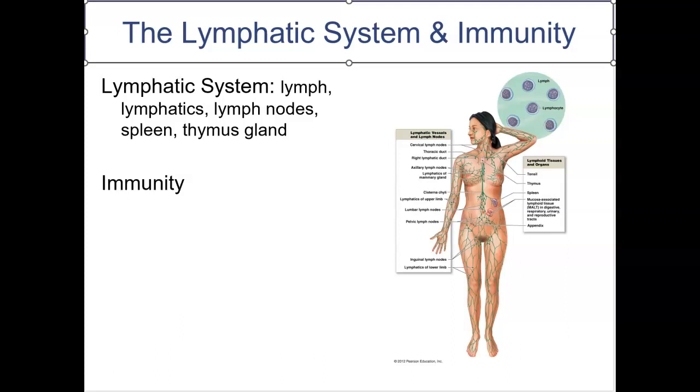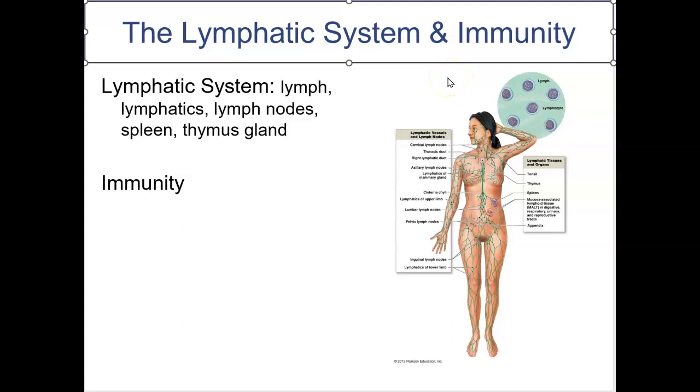Hi, in this lecture, we are going to start our study of the lymphatic system and immunity. Now, when we go over this system, it basically has two components to it. We will start with the lymphatic system, which is a series of lymph nodes, glands, organs, and lymphatics, which are vessels. And you can see all these structures here in this image.